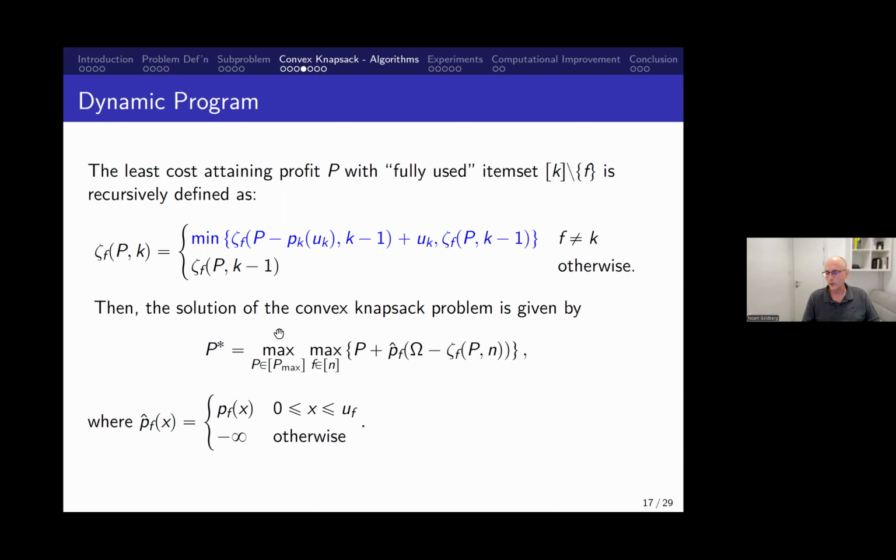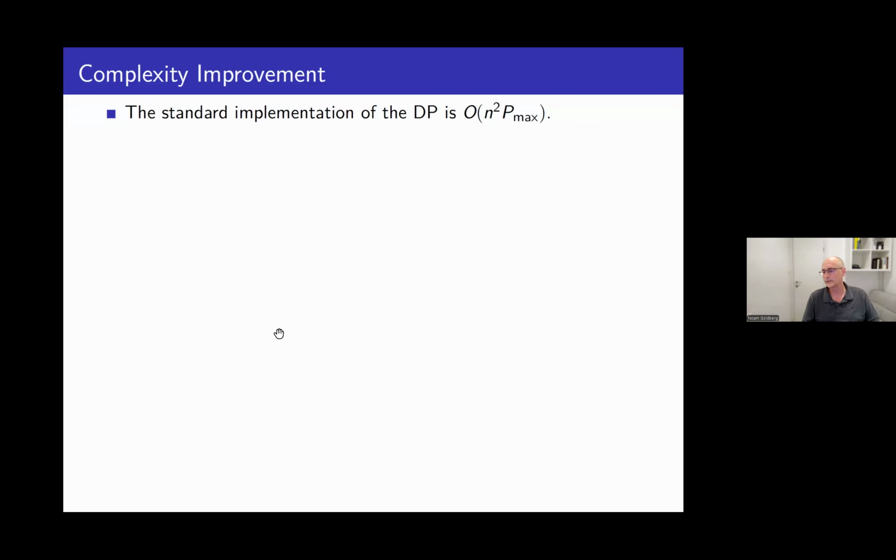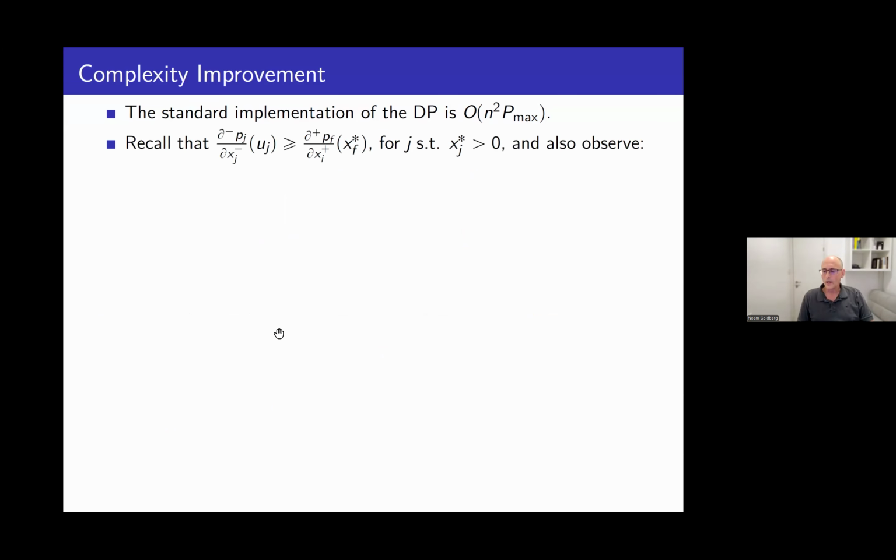So this naive approach, as I call it, results in a complexity of n squared p max. So it's n times the complexity of binary knapsack. Now we want to try to do better than this. To do better than this, we need to use the key properties that I mentioned.